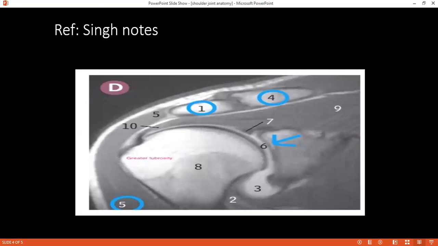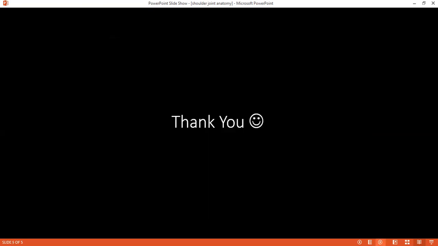What can you tell me about the axillary nerve? What is the muscular supply of the axillary nerve? Deltoid and teres minor. Very good. What is the area of sensory supply of the axillary nerve? The regimental badge area of the lateral side of the arm. Very good. Okay, good. Thank you. Thank you, ma'am.